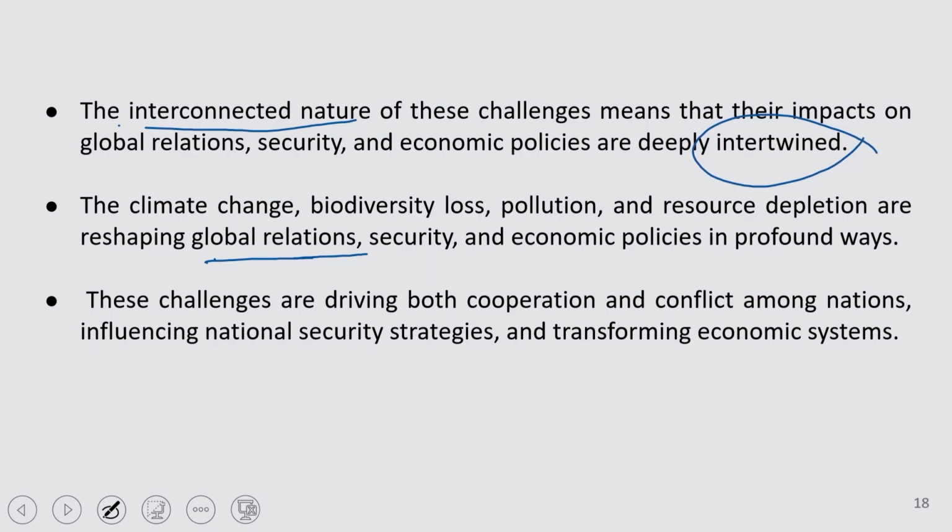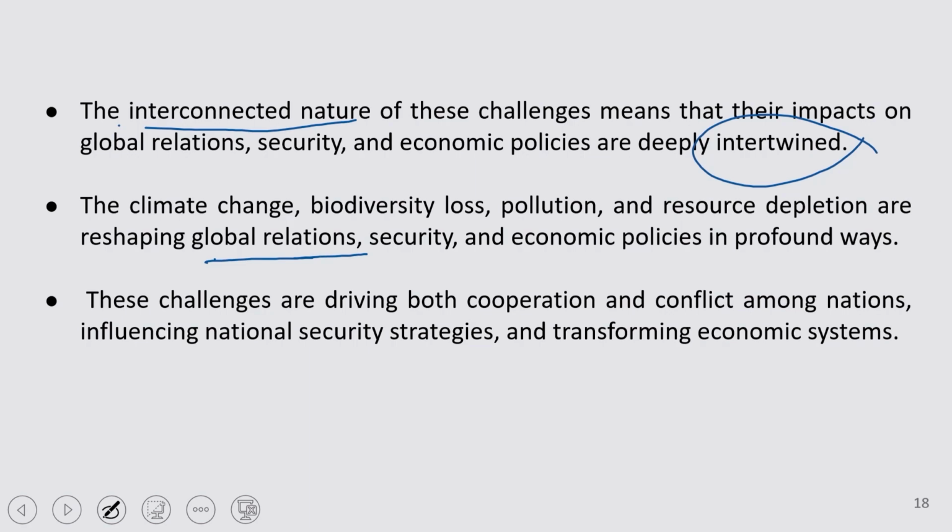So as we can see now, as the impacts of environmental degradation become more pronounced, their influence on global dynamics will grow and will demand that we address these issues, which requires more innovative policies, strong international cooperation, and of course a commitment to sustainability and equity. By integrating environmental considerations into diplomacy, security, and economic planning, the global community can build a more resilient and sustainable future.